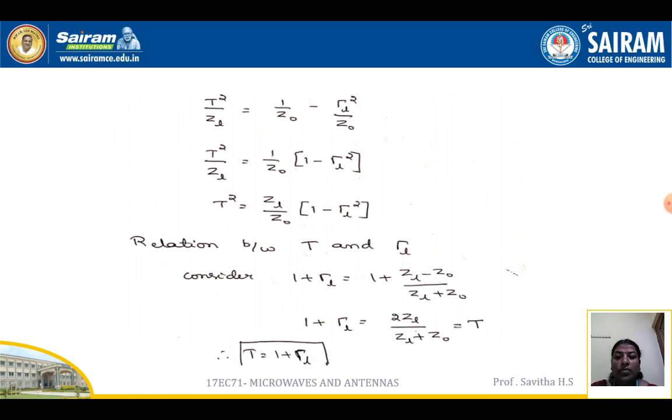Now we'll derive the relation between the transmission coefficient and the reflection coefficient. 1 plus the reflection coefficient is equal to 1 plus the reflection coefficient in terms of impedances, ZL minus Z0 divided by ZL plus Z0. If I take the LCM and simplify, it is 2ZL by ZL plus Z0. This expression is nothing but the transmission coefficient. Therefore, I can derive that the transmission coefficient is equal to 1 plus the reflection coefficient.